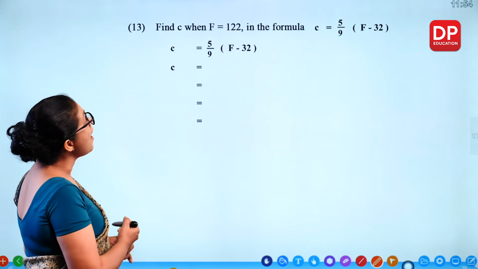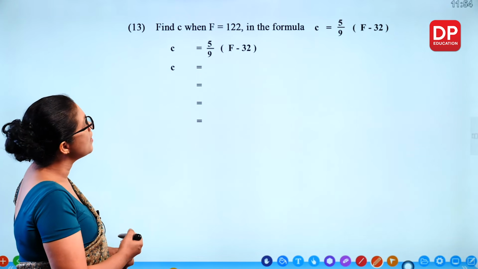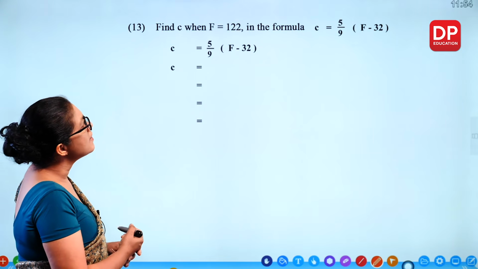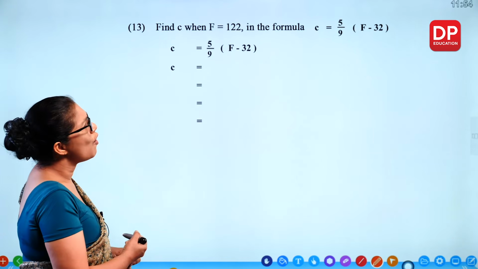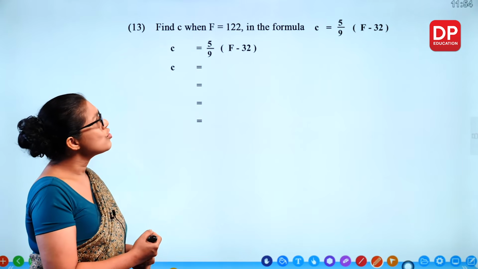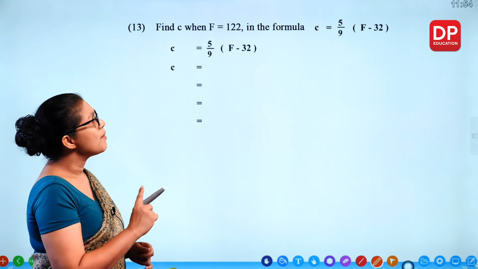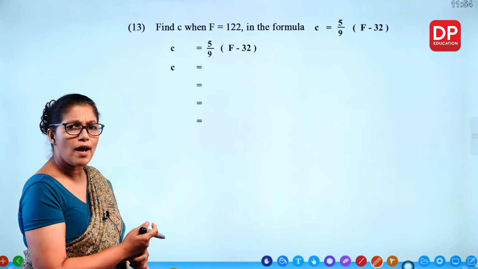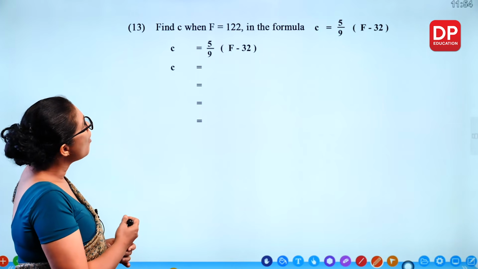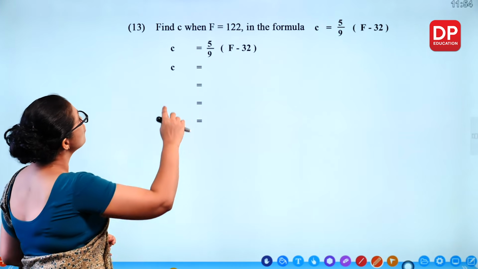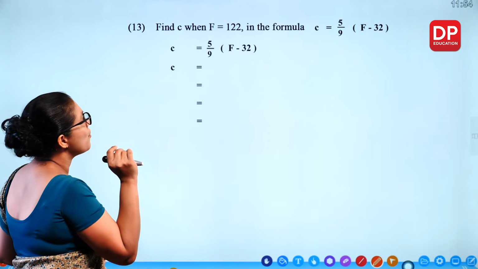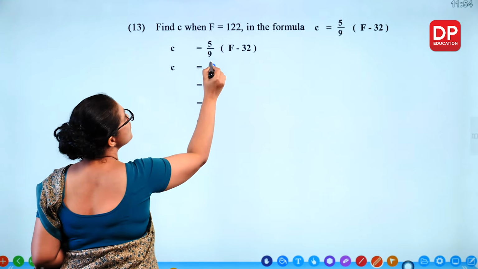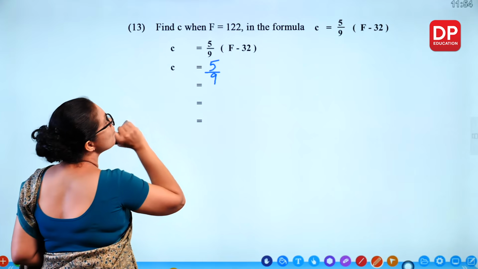Find C when F equals 122 in the formula C equals 5 over 9 times (F minus 32). What's this formula? This is the conversion between temperature, Celsius and Fahrenheit. So how can we change it? You need C, so C is the subject of the formula. You just need to substitute the values. What's the F value?